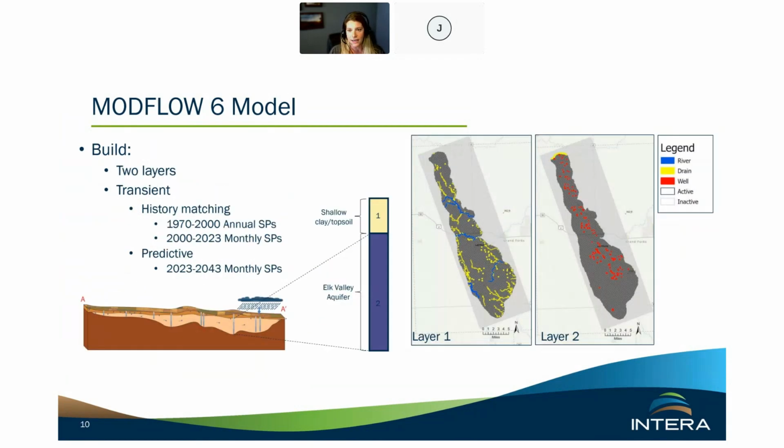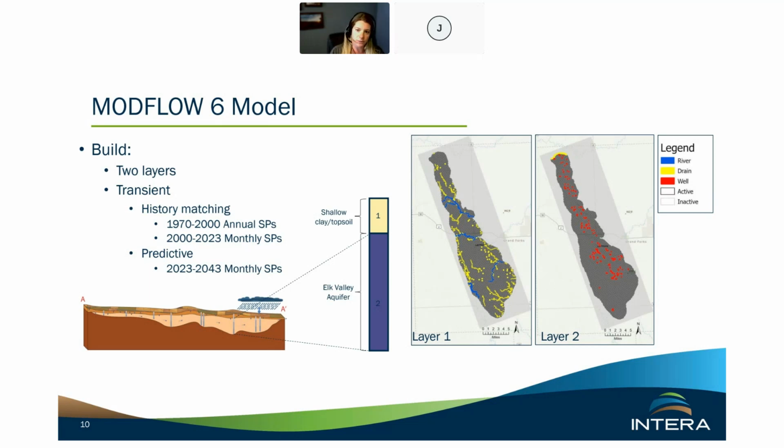So we built a 2-layer model. Layer 1 represents a clay layer that exists in some places over the aquifer. And then layer 2 represents just the main thickness of the aquifer itself. We have a pretty significant transient history matching period. So from 1970 to 2023, we're trying to match observed water levels.